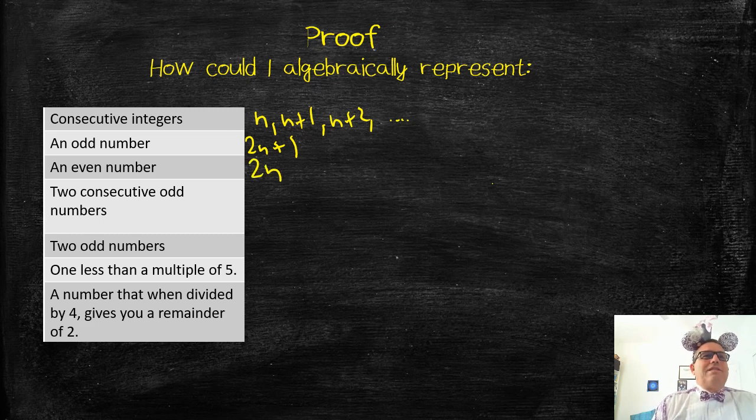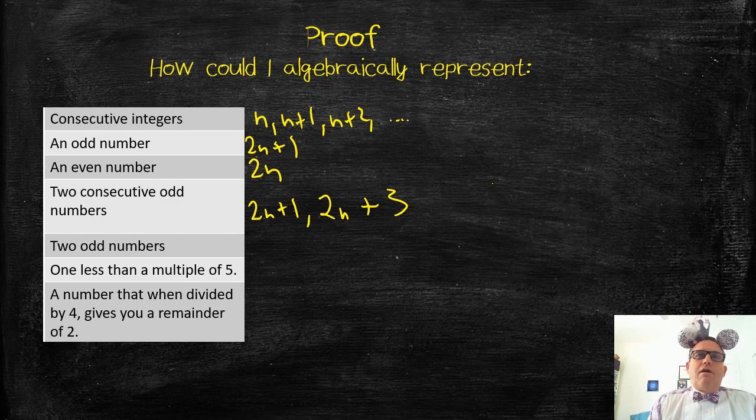Okay, two consecutive odd numbers. Well, if 2n plus 1 is one odd number, what's the next consecutive odd number? I have to add 2. That would be 2n plus 3. That is how I would write two consecutive odd numbers, no matter what n is. I don't know what it is. Everybody's going to choose a different n. Odd, even, I don't know. 2n plus 1, 2n plus 3 are consecutive odd numbers.